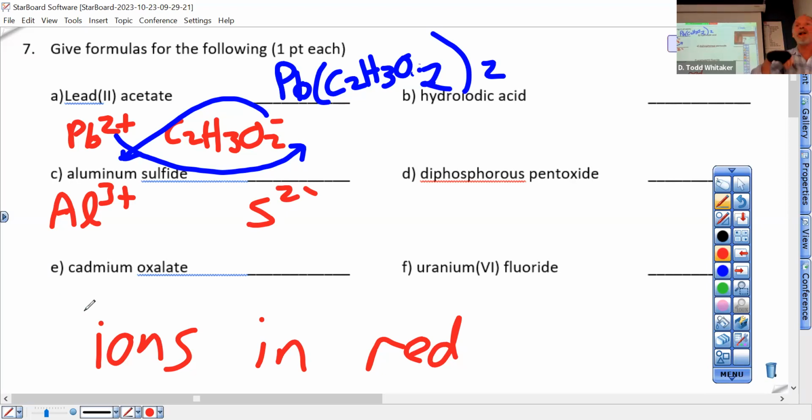Crossover says Al2S3. Final answer. I'll highlight all the answers at the end.